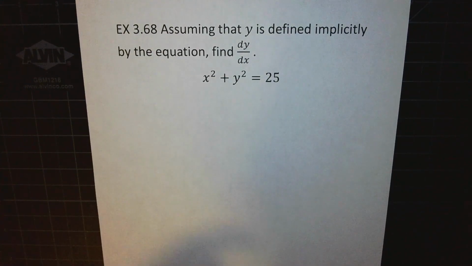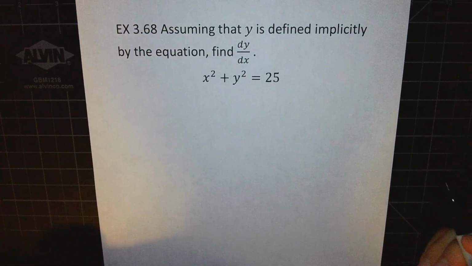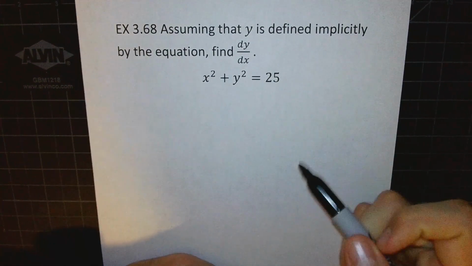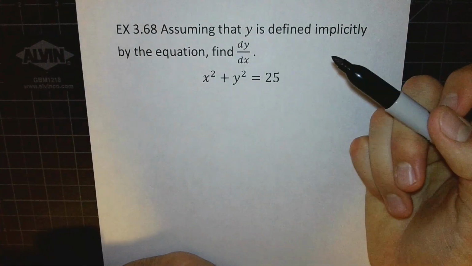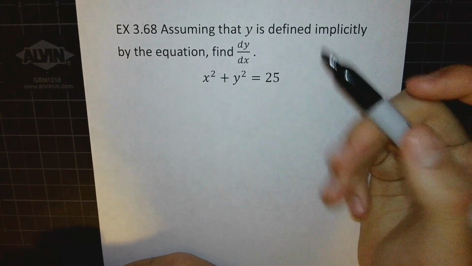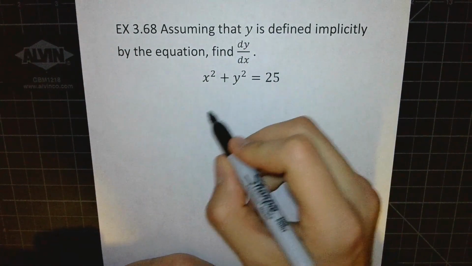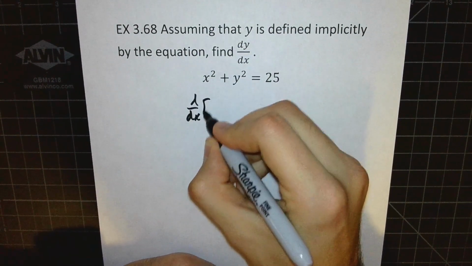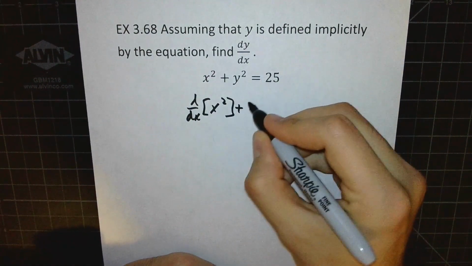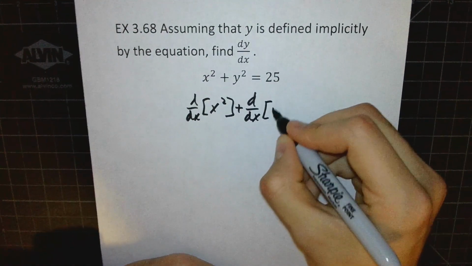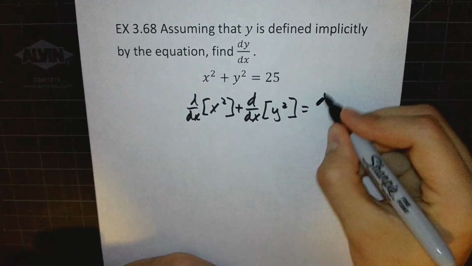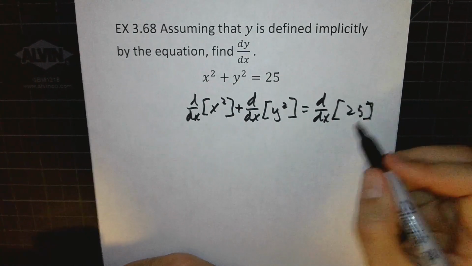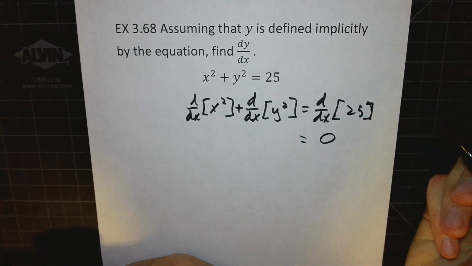Alrighty, this is our first implicit differentiation problem. So we're assuming that y is defined implicitly in the equation, right? So we want to find dy/dx. We're taking the derivative with respect to x. So what we end up doing, this splits across, our sum rule, right? So we'll end up having d/dx of x squared plus d/dx of y squared is equal to d/dx of 25. This is our constant rule, right? So this just ends up being 0.